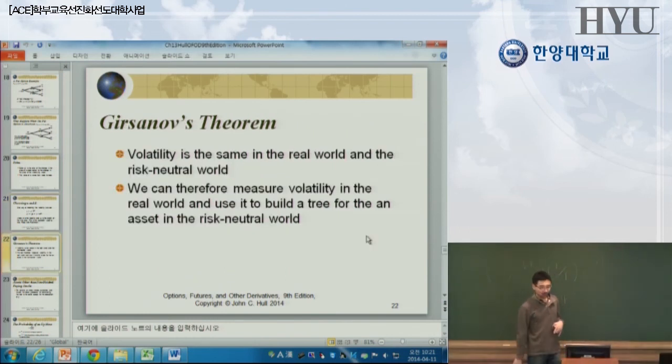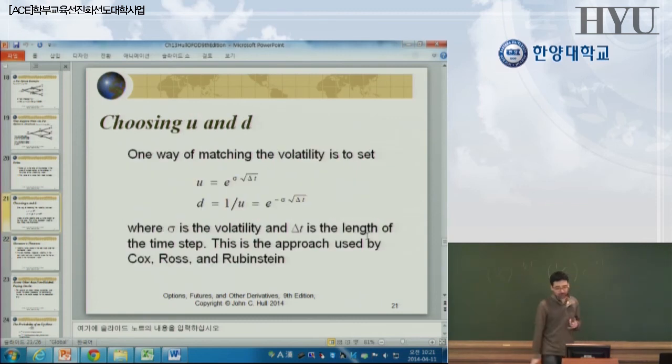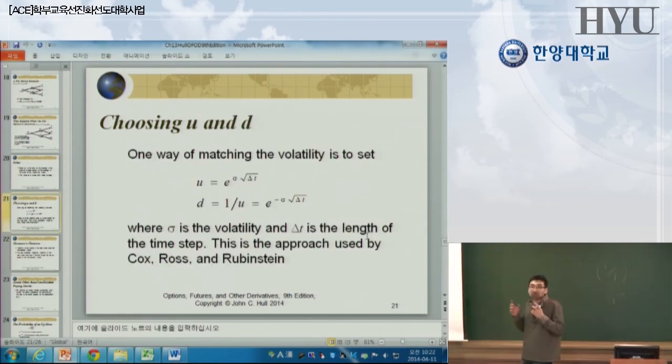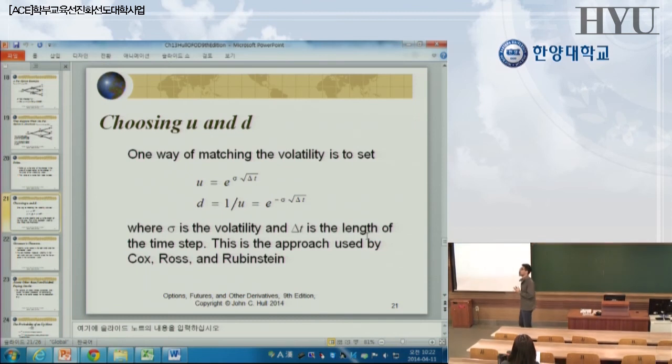And about Girsanov's theorem, the important part is that, go back to our intuition of derivative pricing. I told you that when we do derivative pricing, we imagine as if we are in the risk neutral world. In that world, we do the derivative pricing, and I argue that this derivative price is the same as the real derivative price. That's the key intuition of risk neutral valuation.